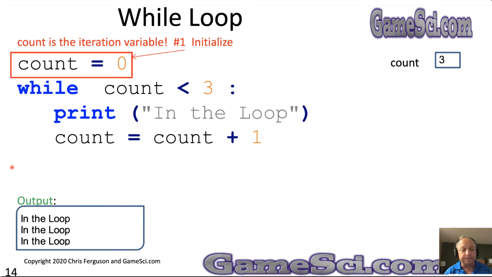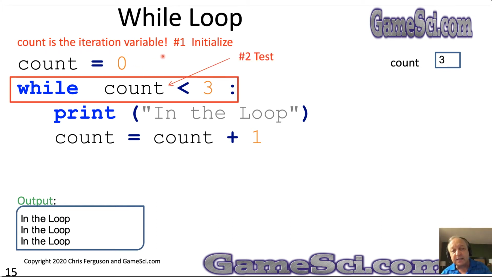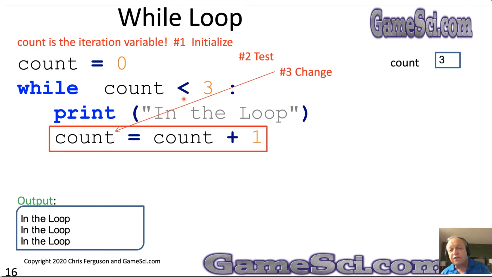That loop is done. There's 3 important things you have to understand about a while loop. Count is what we call the iteration variable, and there's 3 important things you have to do to that variable. The first thing you have to do to the count iteration variable is initialize it. Got to give it a starter value. The second thing you have to do to the iteration variable is test it. Count less than 3 is a true-false condition. We have to test that variable to see if the loop should execute. The third most important thing you have to do inside that loop is change that iteration variable.